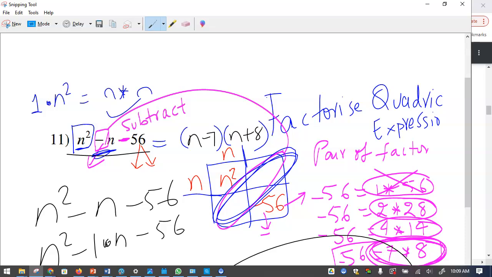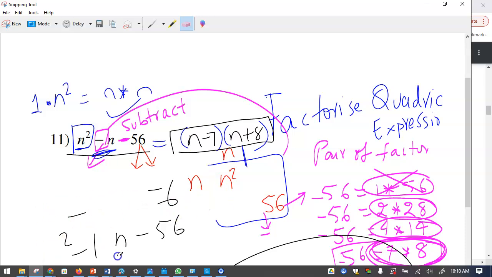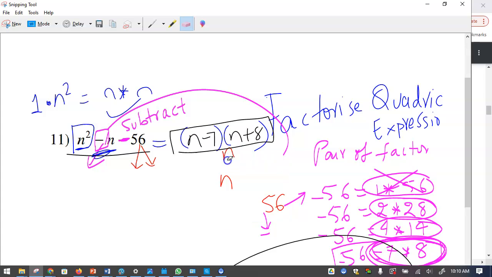So this is how you can work out and figure out the two factors in the factored form. Or you may want to use the box method straight away.